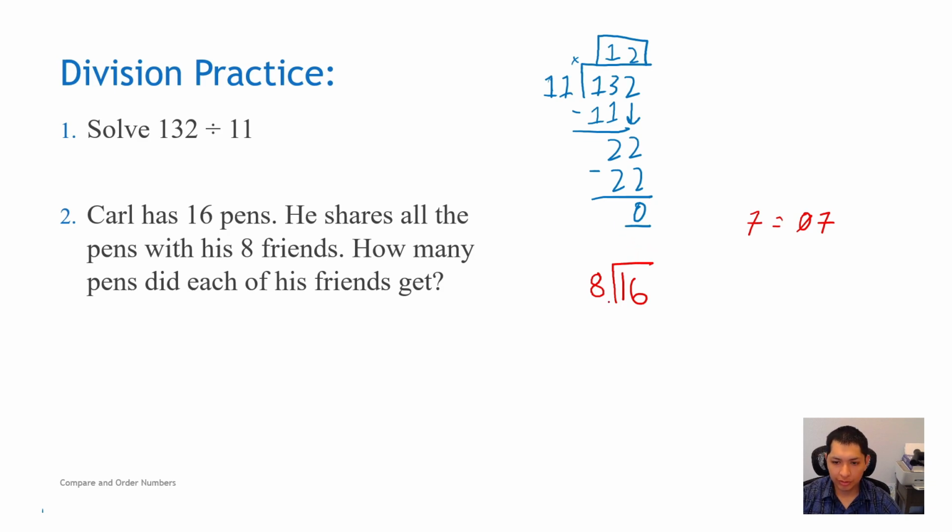So now my question becomes, how many times does 8 go into 16? And the answer here is 2. 2 times 8 gives me 16. So I subtract those two, and the answer here is 0. And when I reach 0, I have reached the quotient answer, and so the answer here is 2. The answer is, each of his friends gets 2 pens. And that is division.